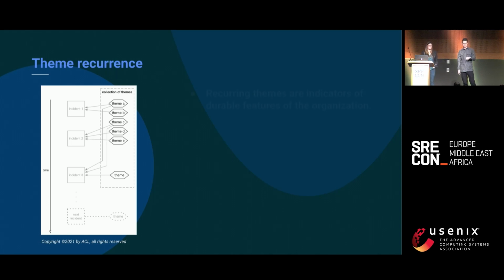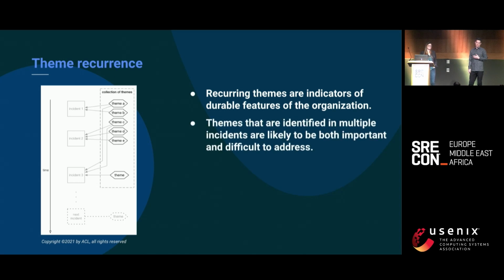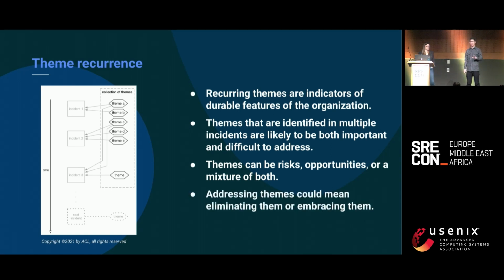Themes can recur. They can recur because they're part of the organization. And themes that are identified in multiple incidents, that's a good indication that not only are they a part of the organization, but they're probably going to be a little bit challenging to address. Themes can be risks, opportunities, or a mixture of both. And addressing themes could mean eliminating them, embracing them, or even just acknowledging they're there.